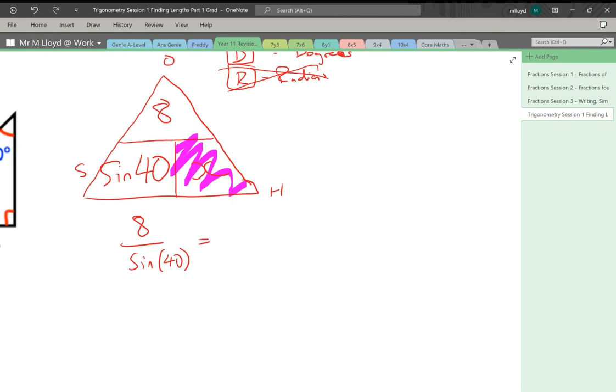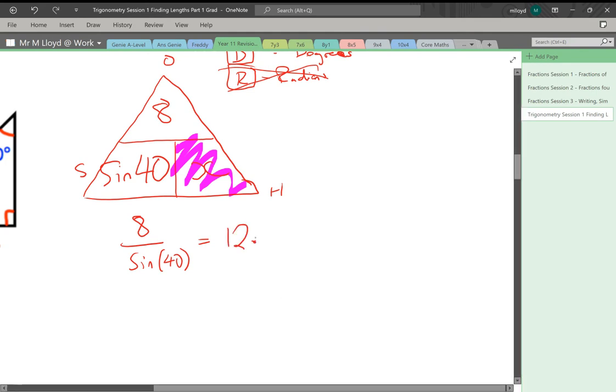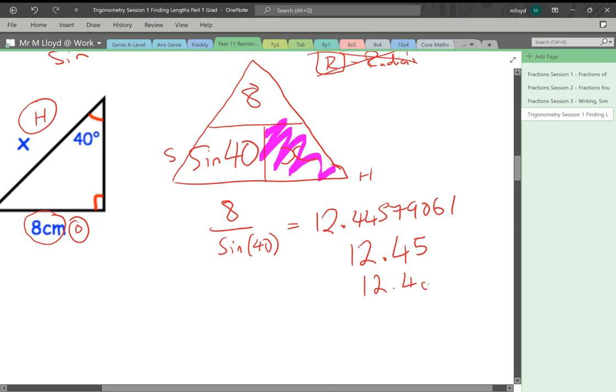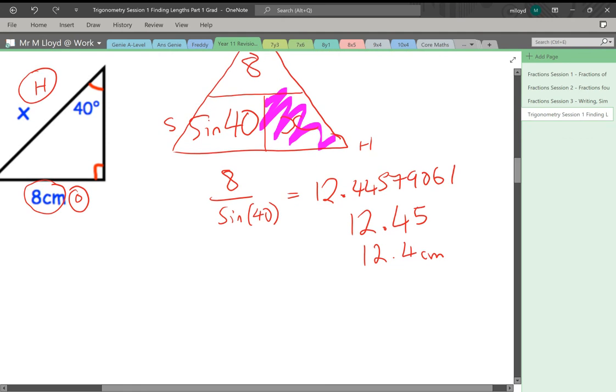So 8 divided by sin 40, close the bracket, and that's given me 12.4457961. Rounded to two decimal places, 12.45. If we're rounding it to three significant figures, we're at 12.4. Remember that, don't forget that 5. That's not going to round to 12.5. We're looking at the original number. And that's our answer. We'll put centimetres there so that we can show our units.